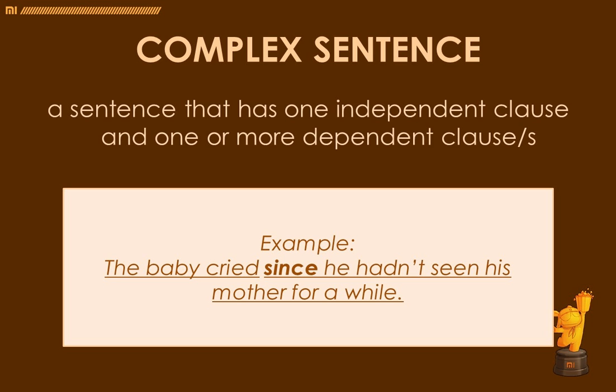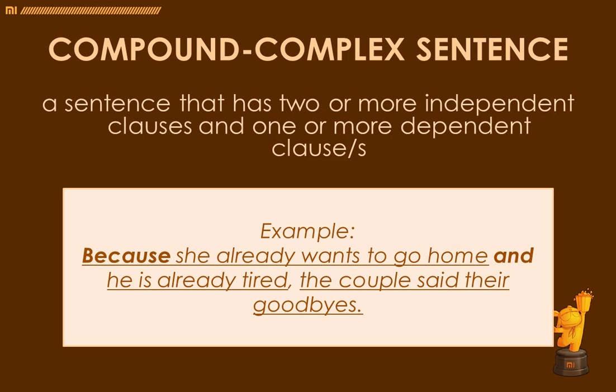In this sentence, one dependent clause was introduced by the subordinating conjunction since. Lastly, we have the compound complex sentence. A compound complex sentence is a sentence that has 2 or more independent clauses and one or more dependent clause or clauses. For example, "Because she already wants to go home and he is already tired, the couple said their goodbyes." Let us closely look into the sentence.